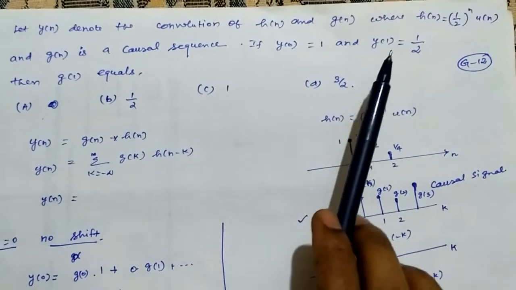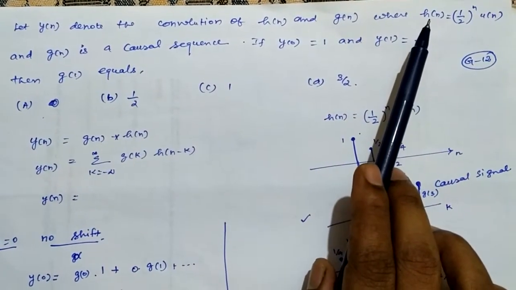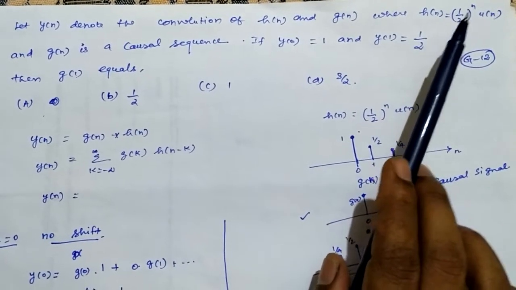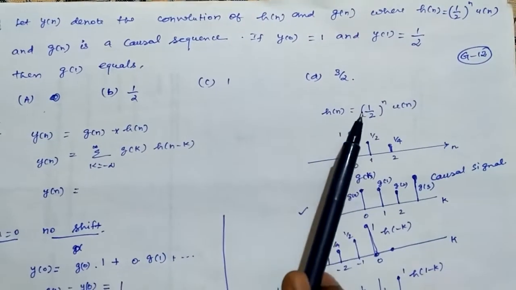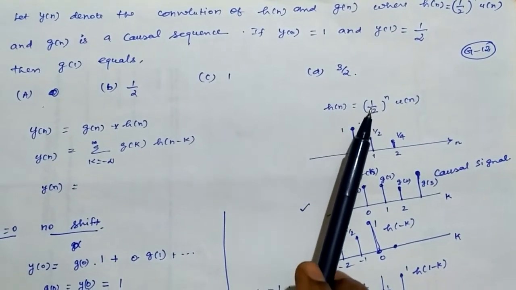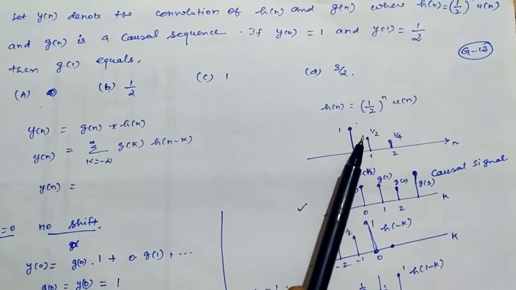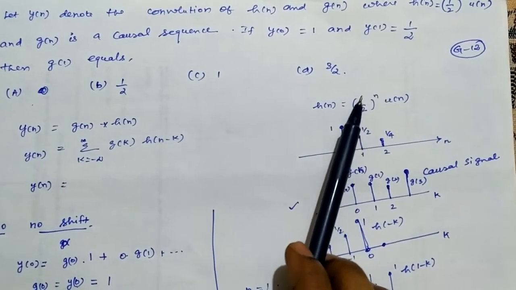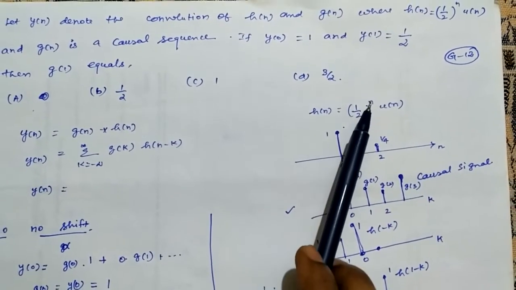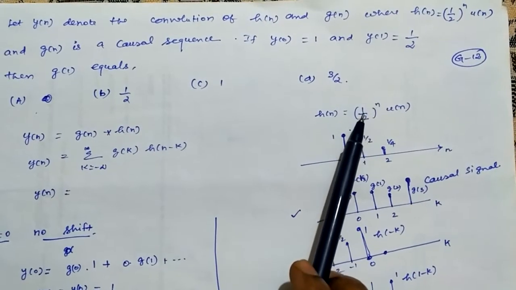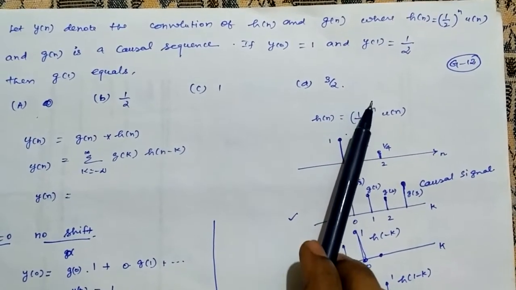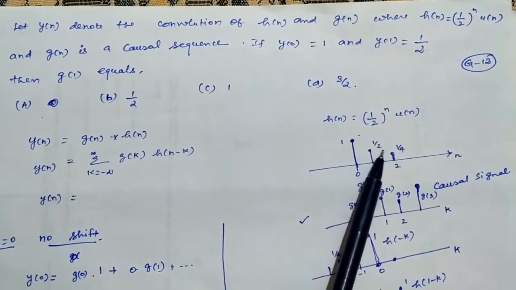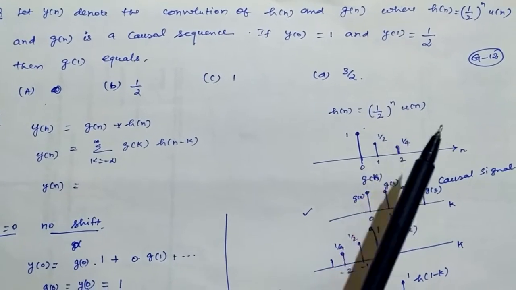So here the given function is an impulse response, h of n is equal to 1 divided by 2 power n into u of n. So that can be plotted like this: h of n is equal to 1 by 2 power n u of n. At n is equal to 0, 1 by 2 power 0, anything power 0 the value is 1. At n is equal to 1, 1 by 2. At n is equal to 2, 1 by 4, like this it goes. It is available only on the positive side because of the step function.